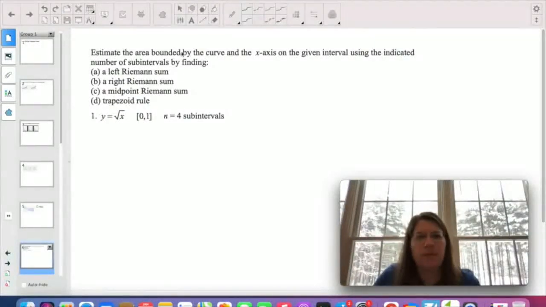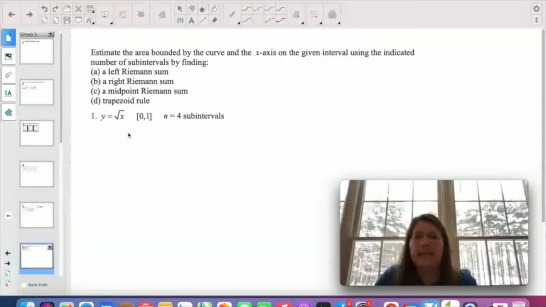It says estimate the area bounded by the curve and the x-axis on the given interval using the indicated number of subintervals by finding A, the left Riemann sum, B, the right Riemann sum, C, the midpoint Riemann sum, and D, the trapezoid rule. And we're going to use the function y equals square root of x on the closed interval from 0 to 1, and we're going to subdivide it into 4 subintervals. And those subintervals are going to be of equal width.